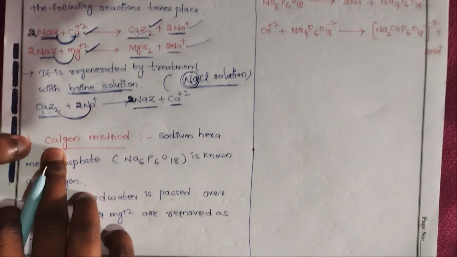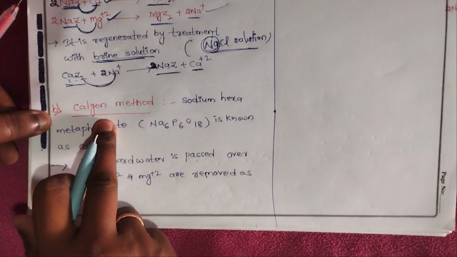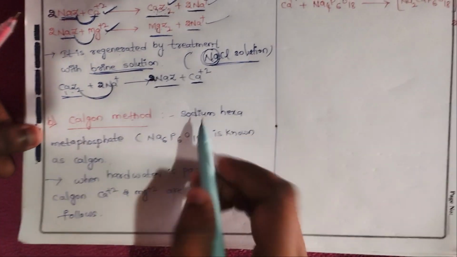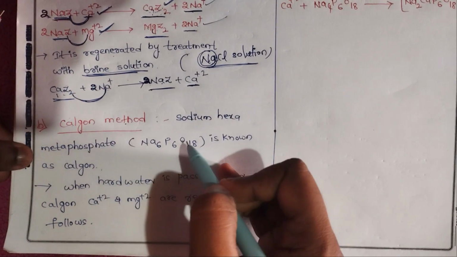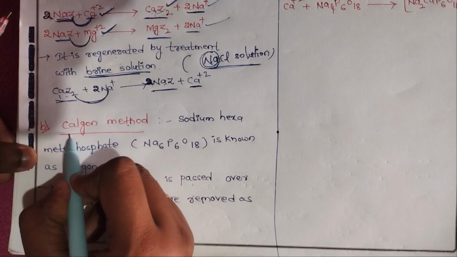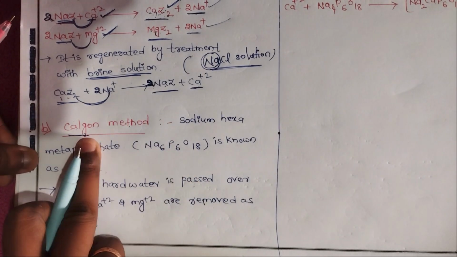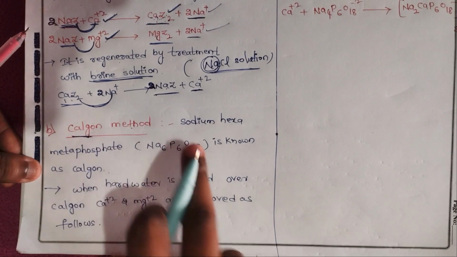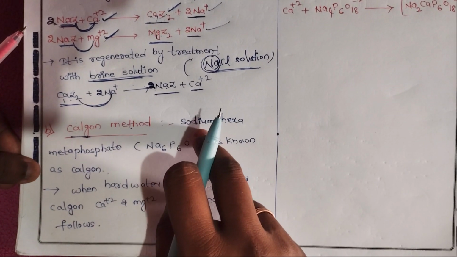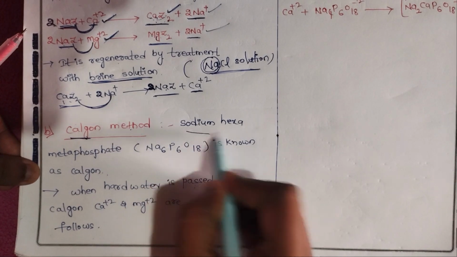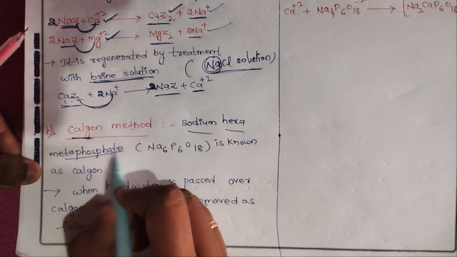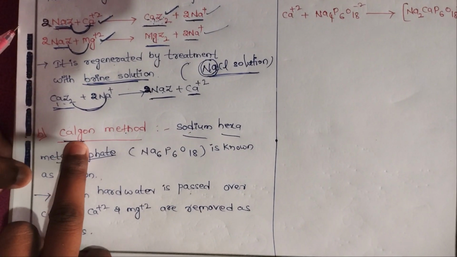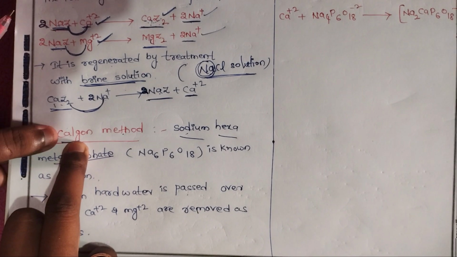Another method is also there for removing hardness of water. What is the second method? Calgon method. In this we have to use calgon, which is a compound. The chemical compound we use is sodium hexametaphosphate. Sodium hexametaphosphate is the chemical name, and commonly this is called calgon.